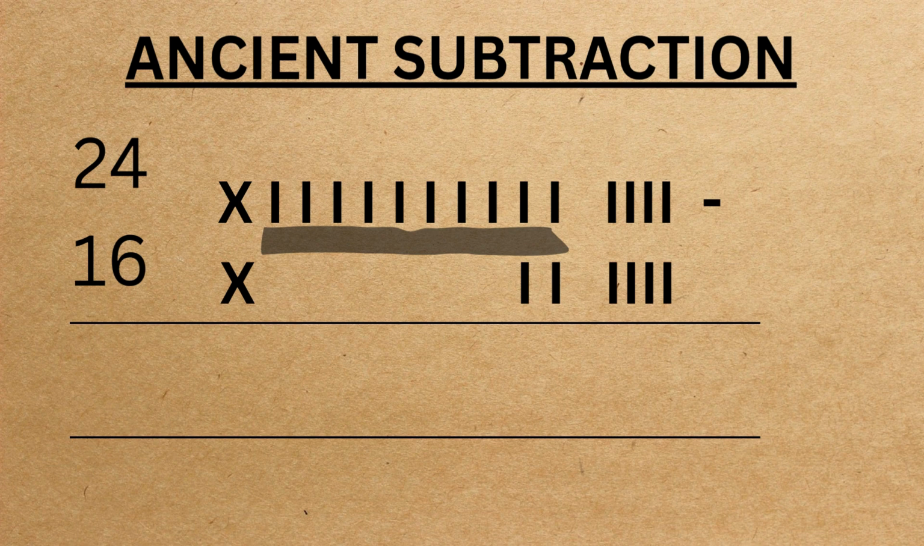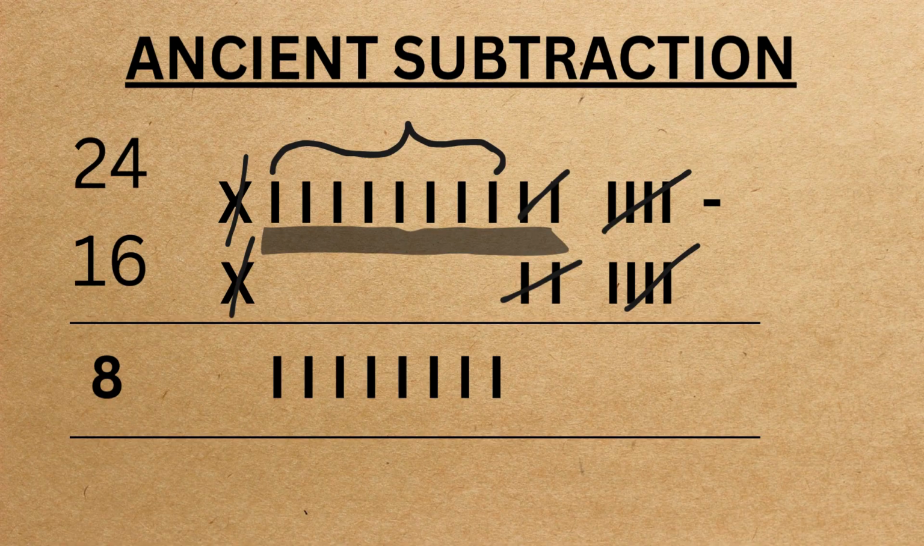Now it's easy. We can remove the 6 sticks below. After removing all the matching items, what number remains? Exactly 8. And that becomes the answer. So you see, even thousands of years ago, people created smart and visual ways to solve mathematical problems. And if you observe the diagram carefully, this ancient method becomes even clearer. Math was always about ideas, not just numbers.